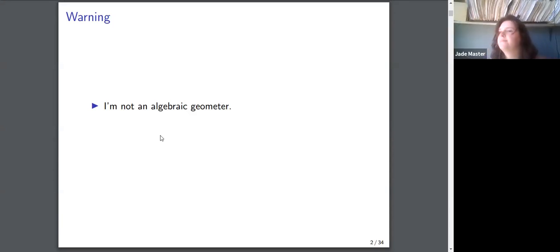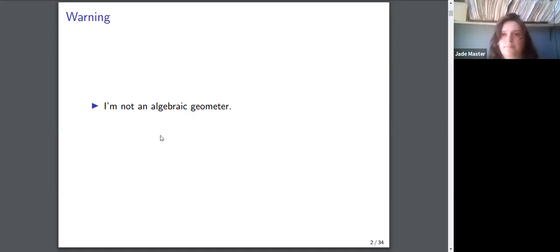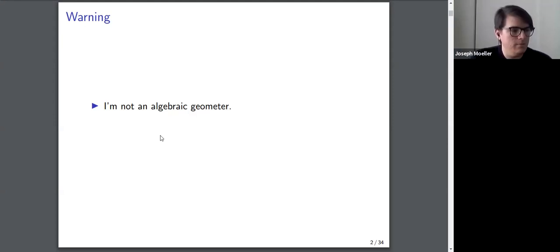I tried to highlight the categorical aspects of what was going on as much as possible, but there's probably going to be tons of room to increase that. And so if you can stop me and point out whenever you think that there's going to be more room for category theory, then that'd be great.